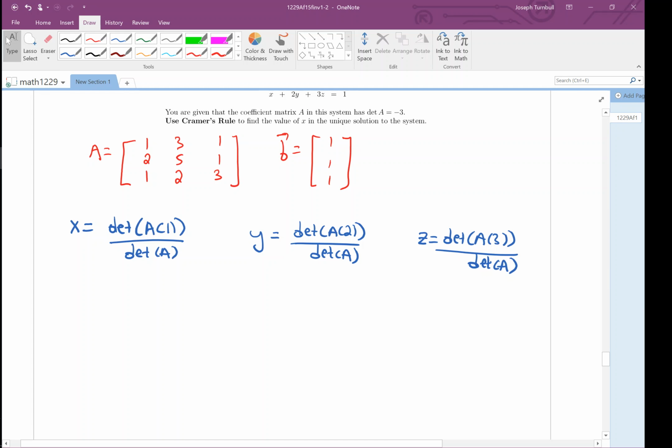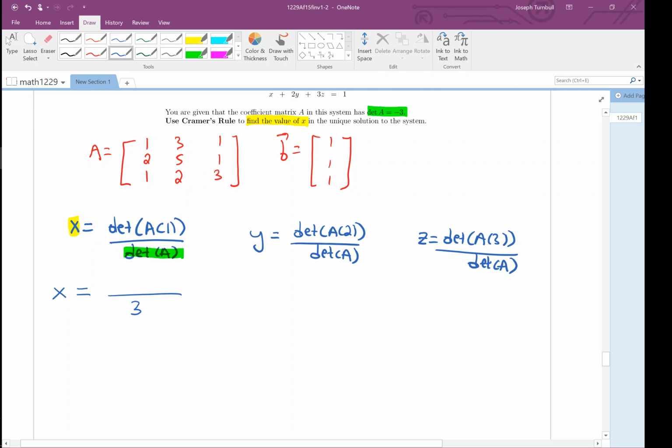Now it only wants x. It doesn't want anything else. It just wants find the value of x. So we only want this one. We don't need to bother with the other ones. So that's equal to something over, and they give us another piece of information. They tell us that the determinant of A is 3. So I put a 3 down there.